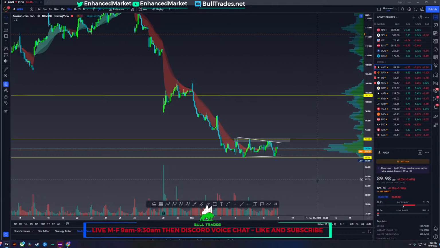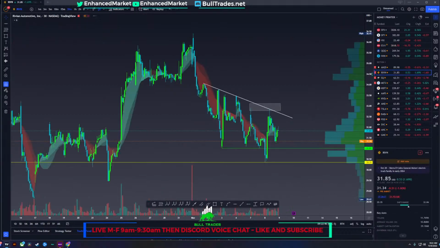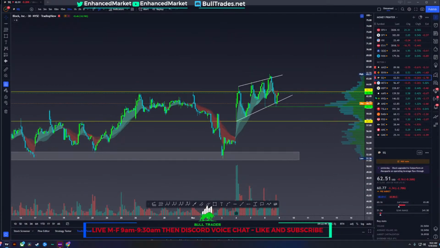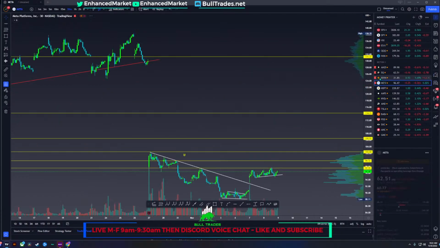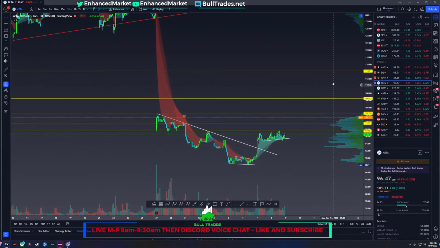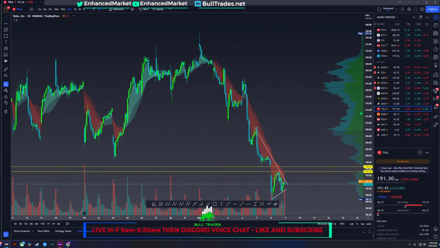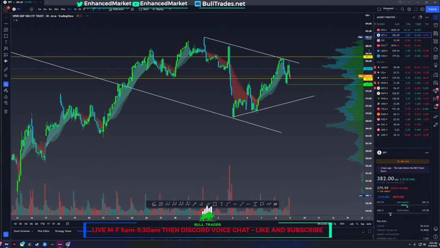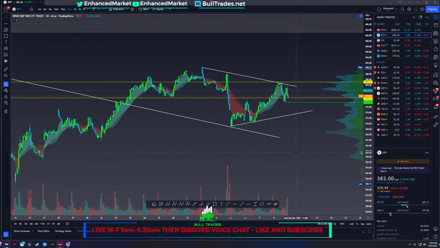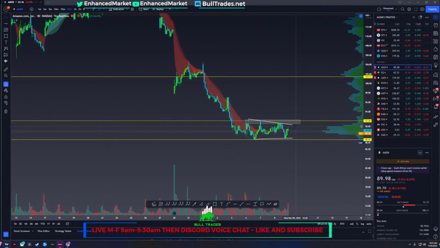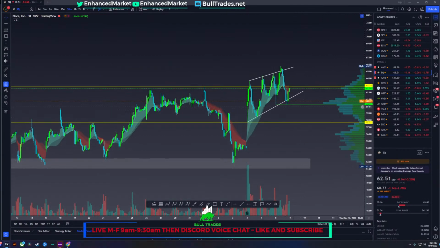So really my top watches today are Amazon, Square, Meta, I'll definitely keep an eye on, Apple. All right, so Amazon, Square, Apple, and then of course SPY. Amazon, Square, Apple, top watches today, these three names. Bear flag, looking for a rejection here or a breakdown below for puts. Square, looking for puts below 60.21.